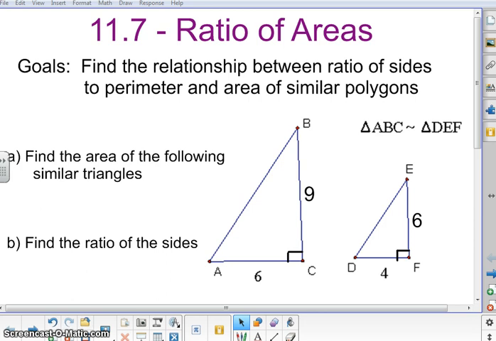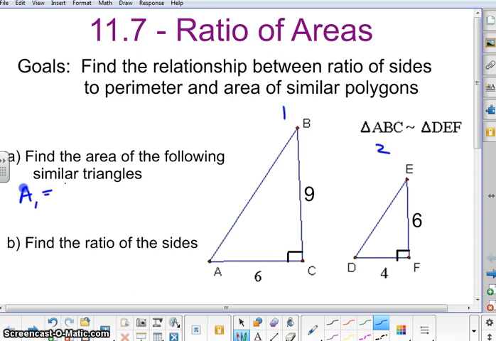11.7, ratio of areas. So we're going to find the relationship between ratio of the sides to perimeter and area, all about similar polygons today. So if we're going to find the area, we've got base and height, so this is not going to be too bad. We're going to go ahead and find the area of the first one. So we'll call this our first one. This is our second one.